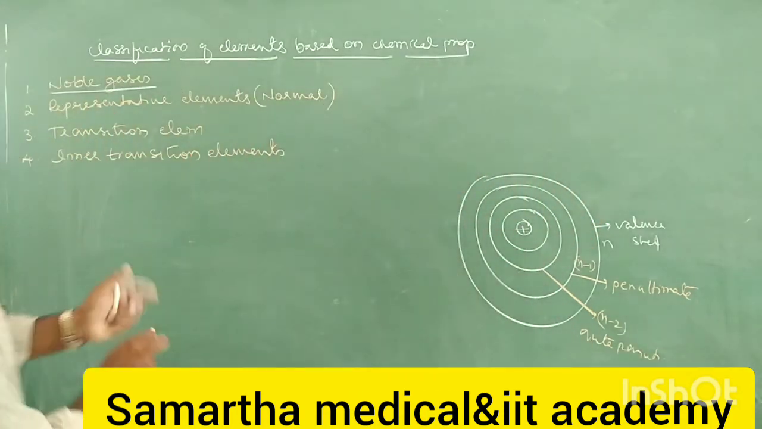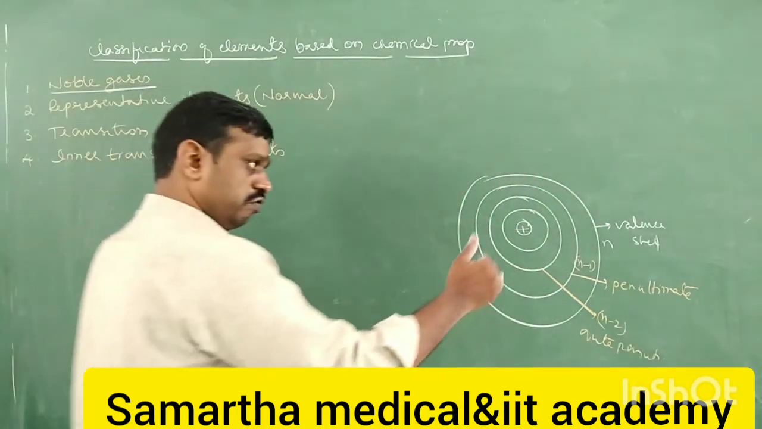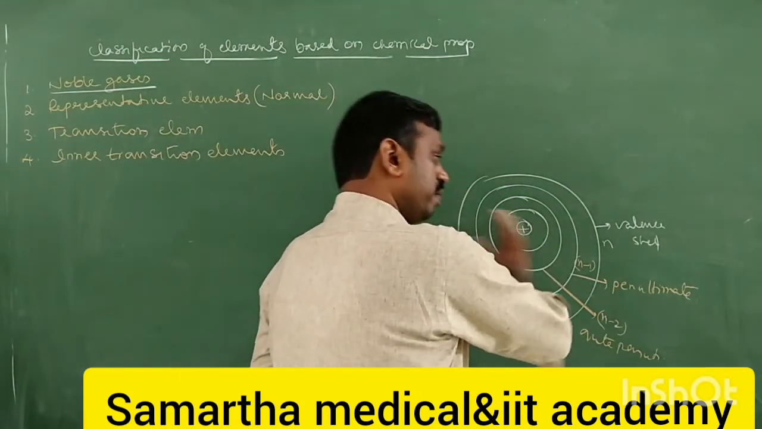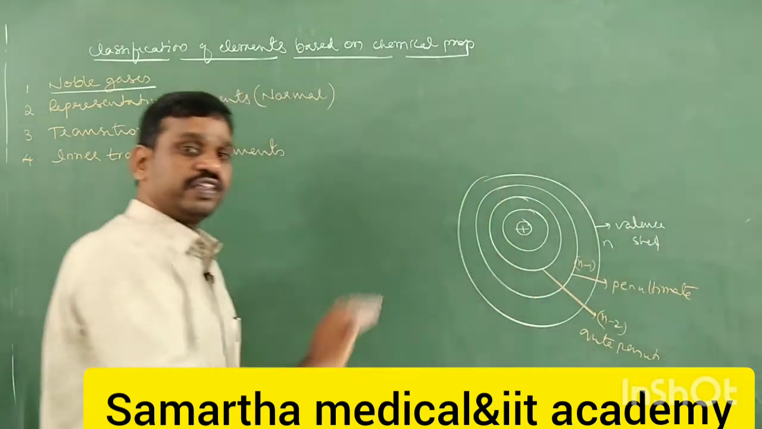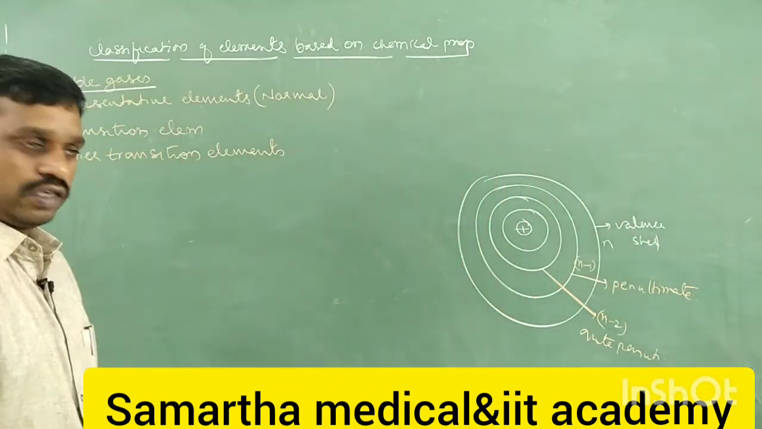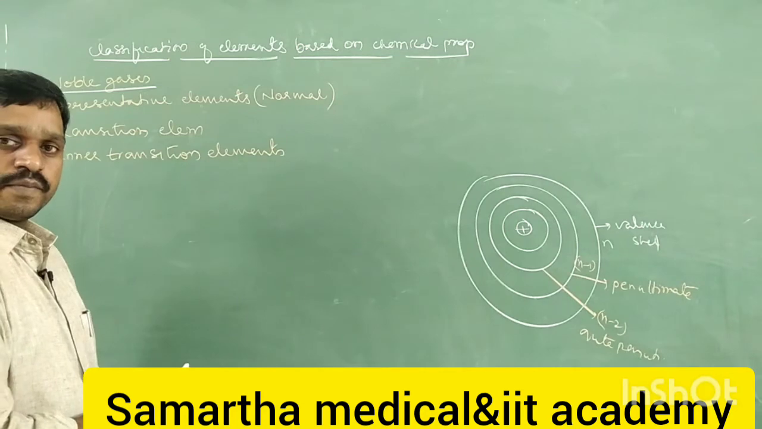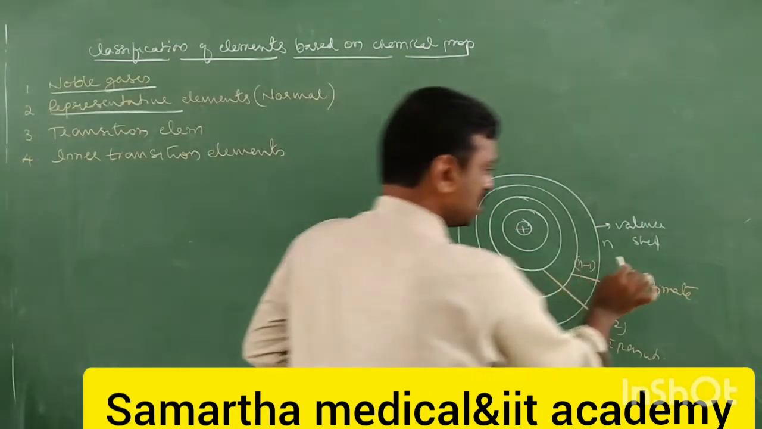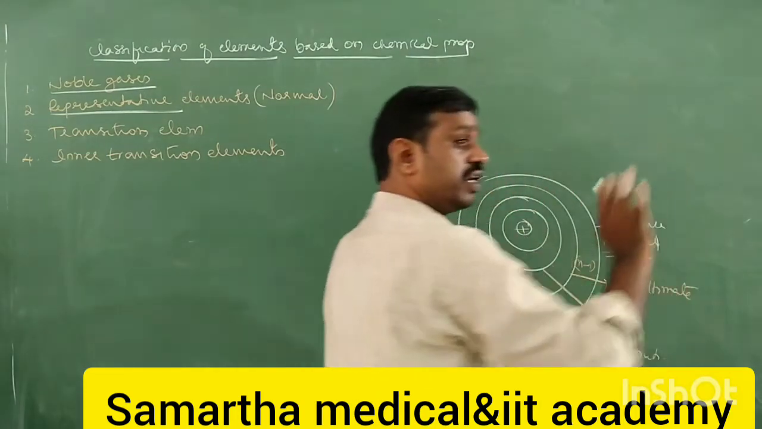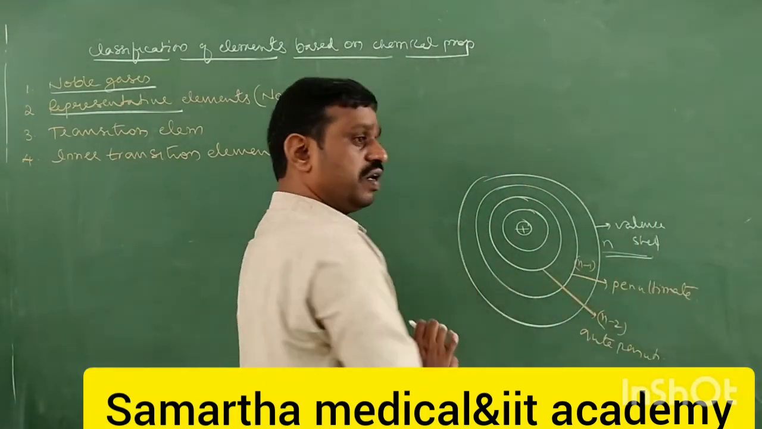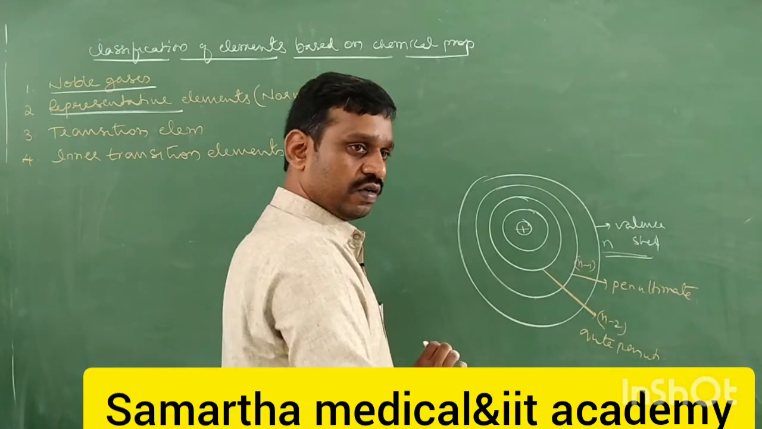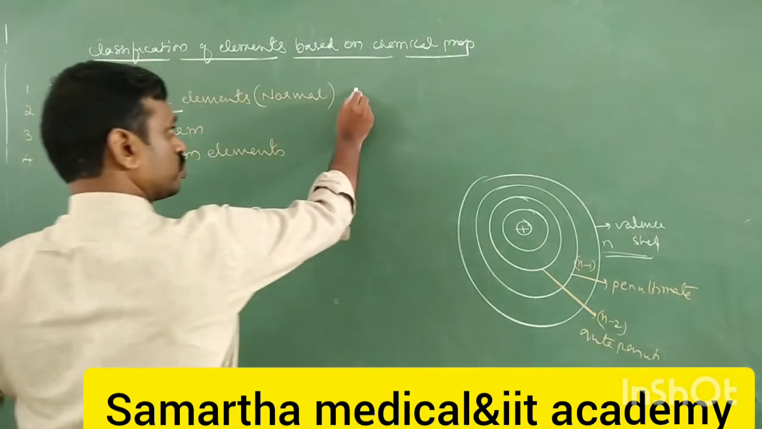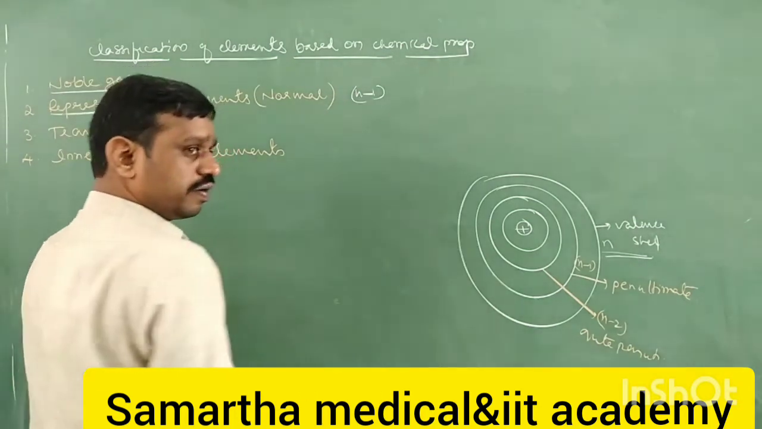Now what is important is that in noble gases, the valence shell, penultimate and antipenultimate subshells are all completely filled with electrons. That's what noble gases are. Whereas in representative elements, only the valence shell, that is the n shell, is incompletely filled. The remaining two are completely filled with electrons.